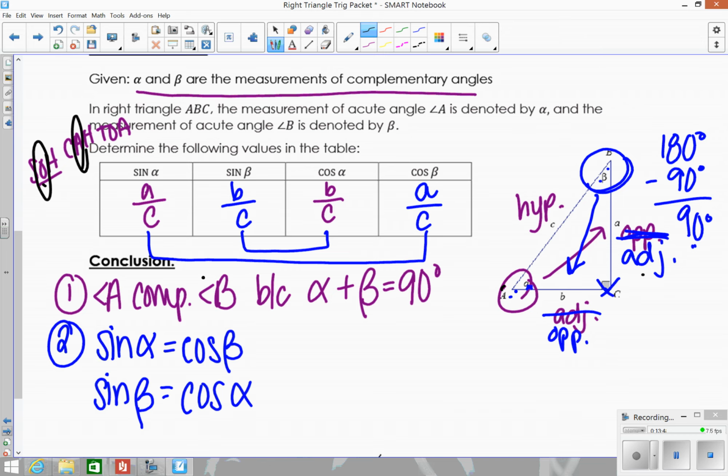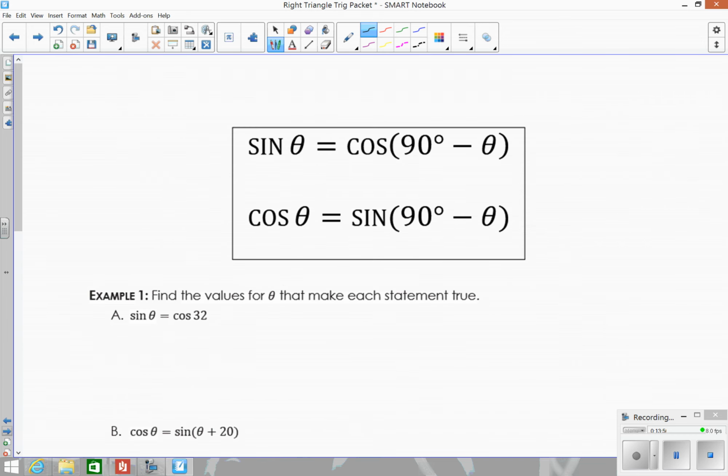So this whole idea is known as the complements of cosine and sine. And it's this rule right here, that sine of theta is equal to cosine of 90 minus theta. This notation right here, theta and 90 degrees minus theta, means that you're talking about two complementary angles.